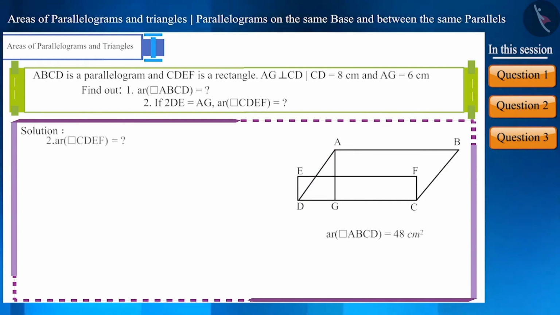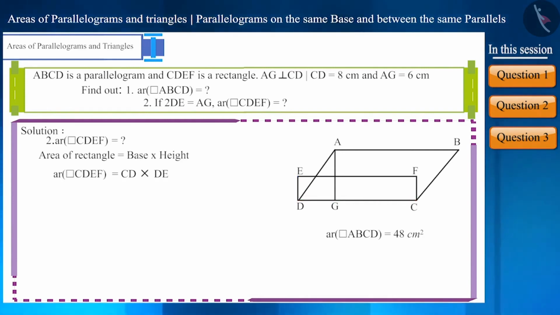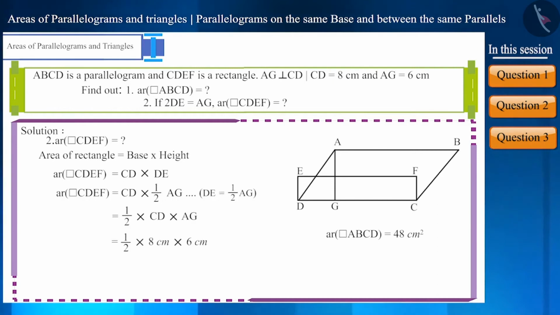Now let's take the next question. Here we will have to find the area of the rectangle CDEF, where CD is the base and DE is the height. So let's find the area by using the formula, which will be, friends, here instead of DE, we can write 1/2 AG, and thus it will become like this. By solving the values of all the sides, we get the area as 24 square centimeter.